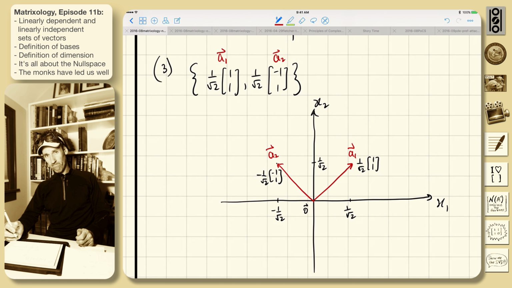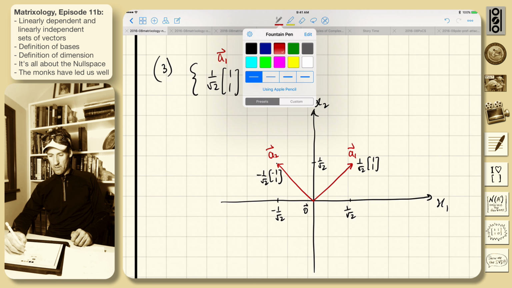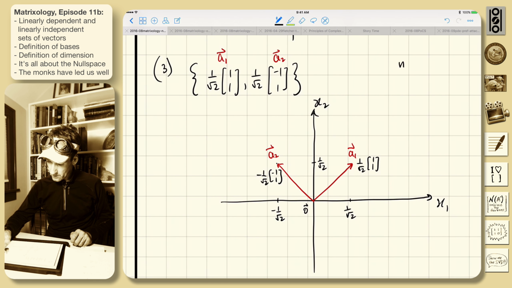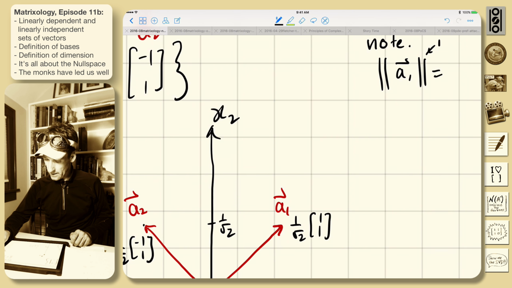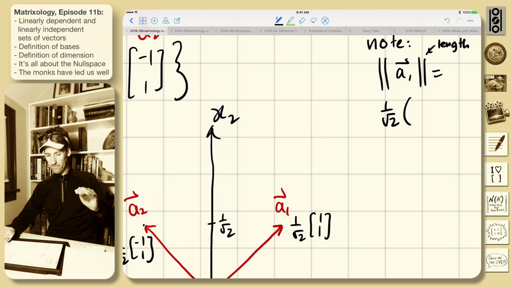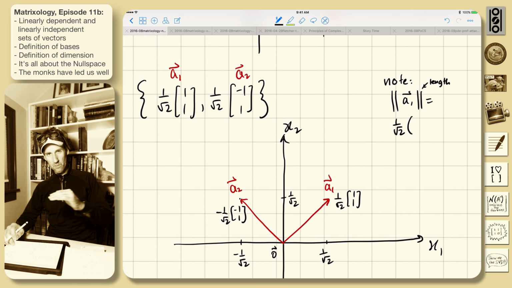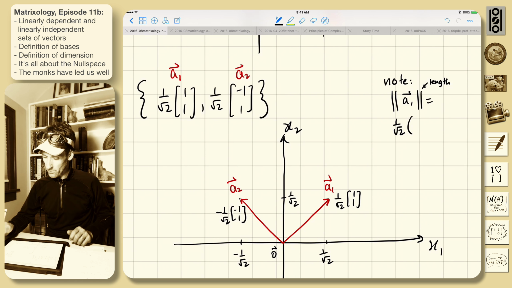So why is that? What is the length of the 1, 1 vector? So note the length, and we'll write it like this, the length of A1 equals, right, this indicates length, we're going to come back to this. It's 1 over root 2, and you go across 1 and up 1. So it's a little right angle triangle, 1 squared plus 1 squared. It's a Pythagoras character.